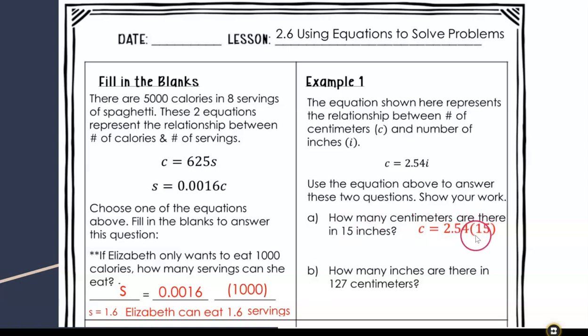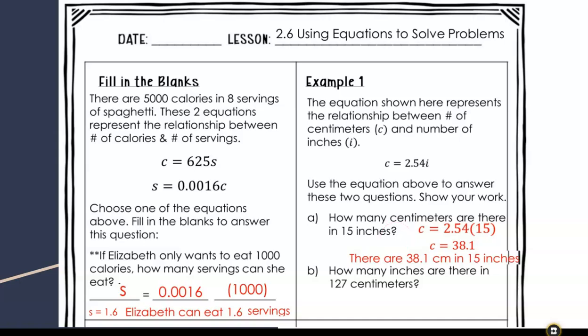We know we're multiplying because when there is no operation sign, meaning there's no adding sign, no minus sign, no dividing sign, it means that we are multiplying, okay? A number right next to parentheses means we're multiplying. So we're going to multiply these two values together, and what do you get? You should end up with 38.1. So how many centimeters are there in 15 inches? There are 38.1 centimeters in 15 inches.